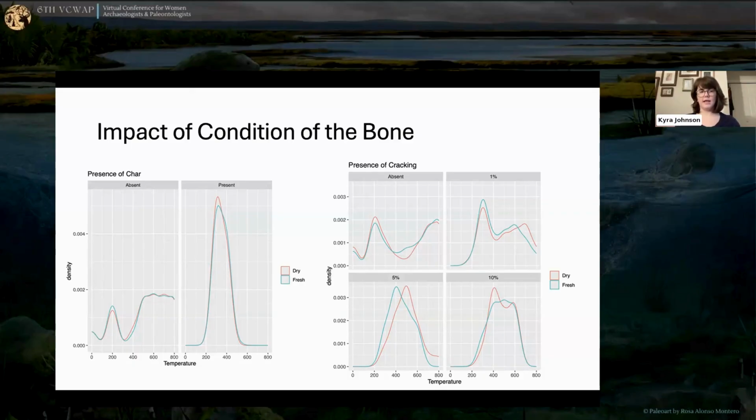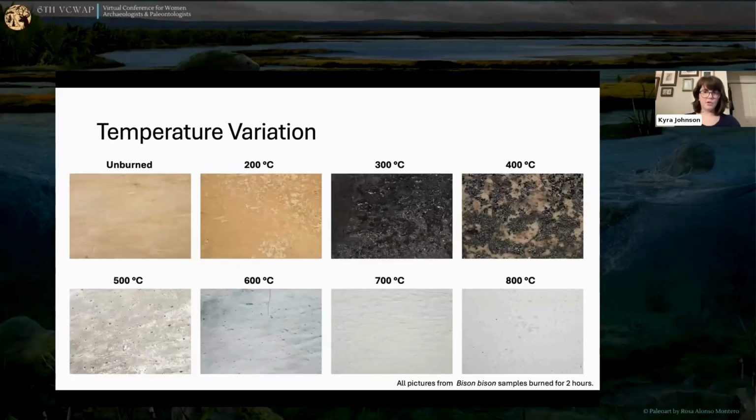Once again, I'm showing on this slide the presence of char and the presence of cracking. The dry and fresh samples seem to have very similar patterns between the two conditions. It seems like the majority of variation in this case is coming from temperature. On this slide, you will see an example picture from my bison samples that were burned for 2 hours at each of my temperature intervals.